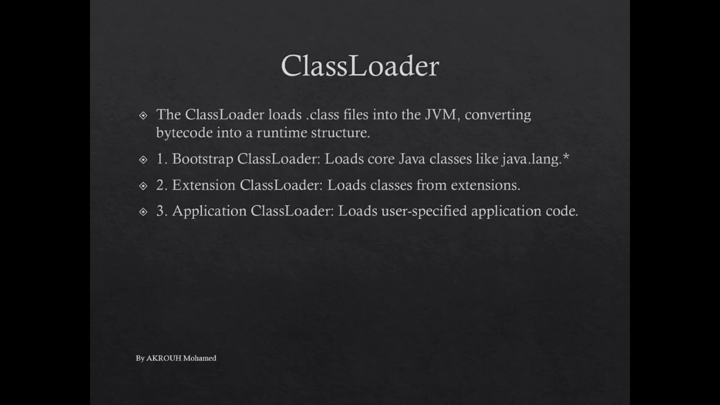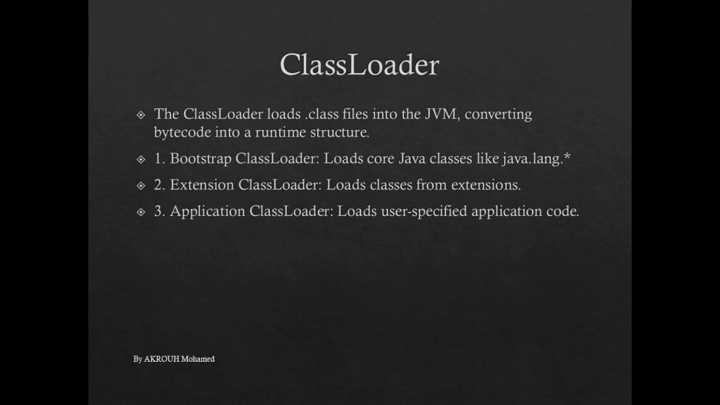First up is the class loader. This component is responsible for loading .class files into the JVM, converting Java bytecode into a runtime structure that the JVM can understand and execute. There are three types of class loaders: Bootstrap class loader, which loads core Java classes such as java.lang and java.util; extension class loader, which loads classes from extensions in the jre-libx directory; and application class loader, which loads your application's code specified by the user from the class path.